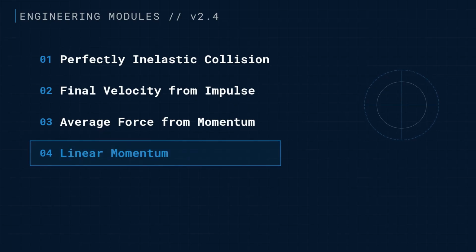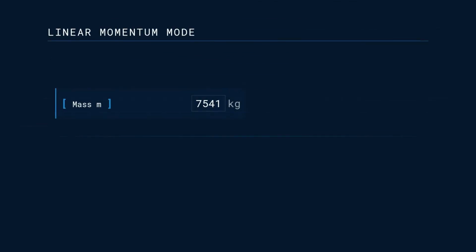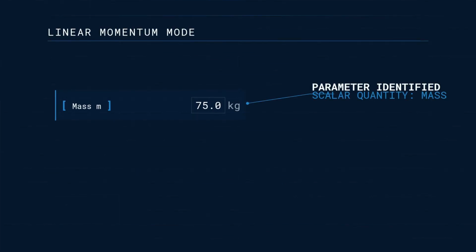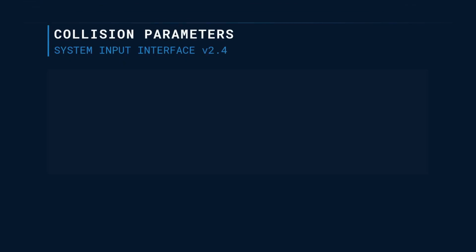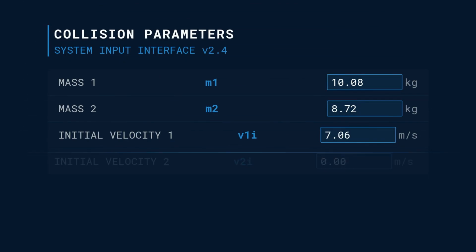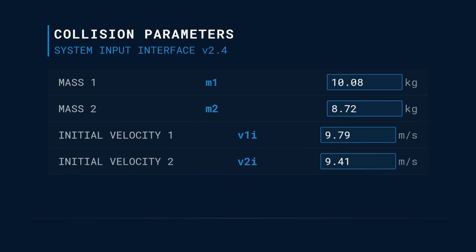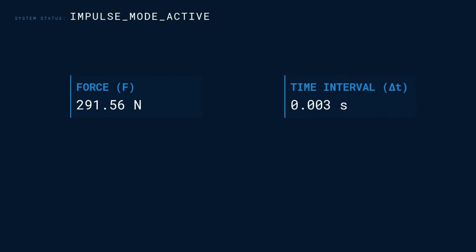For this demonstration, I'm using linear momentum mode. The input fields vary based on your selected mode. In linear momentum mode, you enter mass m in kilograms and initial velocity vi in meters per second. For collision modes, you'll see mass 1 m1, mass 2 m2, initial velocity 1 v1i, and initial velocity 2 v2i fields. Impulse mode requires force F in newtons and time interval delta t in seconds.